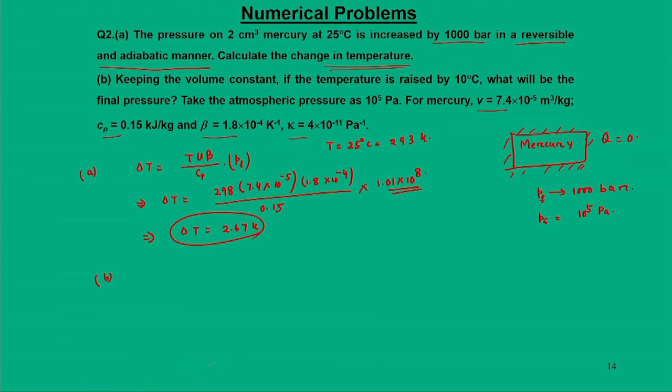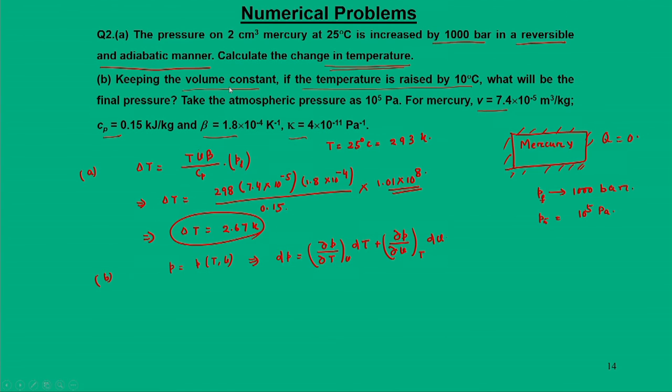And second part, again we say that when the volume is kept constant and temperature is raised by 10 degree centigrade. So, for that we have not derived this relation, which we are going to do now. So, we can say if P is a function of temperature and volume, then we can find dP is equal to (∂P/∂T) at constant volume dT plus (∂P/∂V) at constant T into dV.